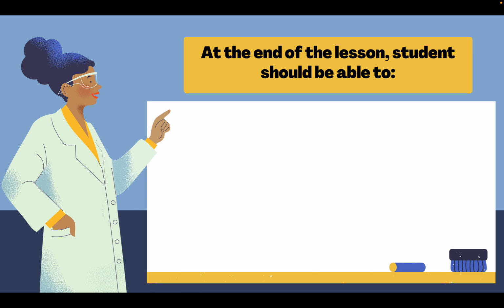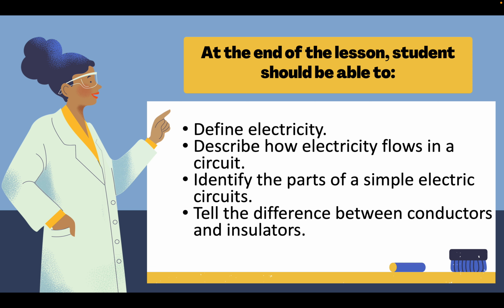So, after that, let's share our main objectives for today's lesson. At the end of the lesson, students should be able to first define electricity, describe how electricity flows in a circuit, identify the parts of a simple electric circuit, and tell the difference between conductors and insulators. Let's begin by understanding what electricity really is.